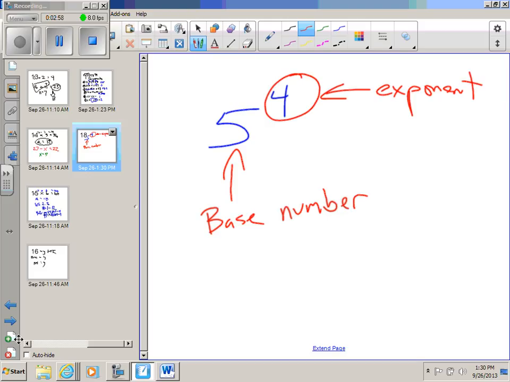What is it the long way? How are we going to write that as a longer multiplication problem, Keyshawn? Very good. We're going to take our base number, which in this case is 5, and we're going to multiply 4 of them together. Okay? And that's how we come up with it.